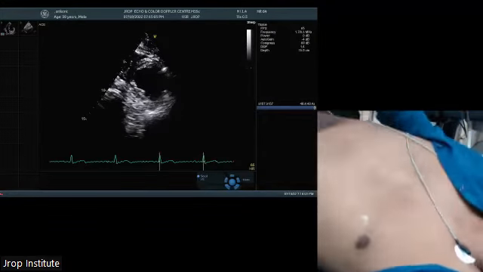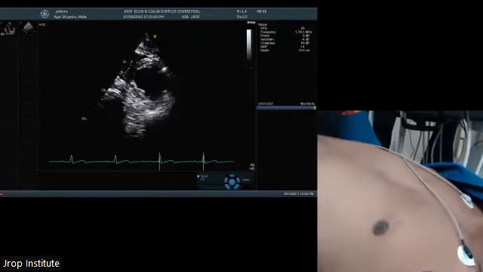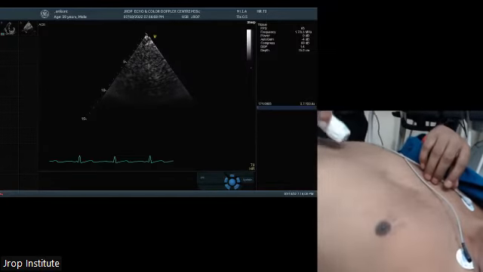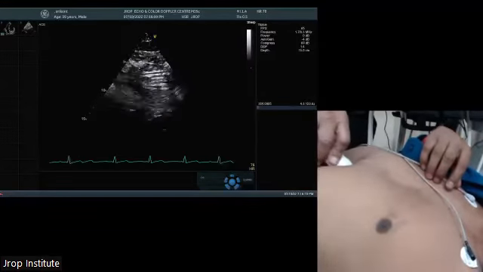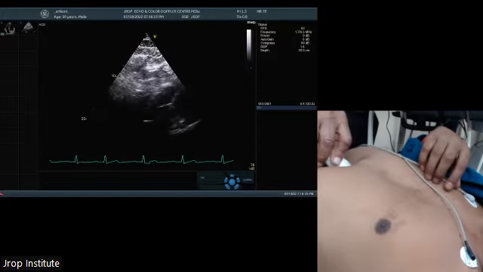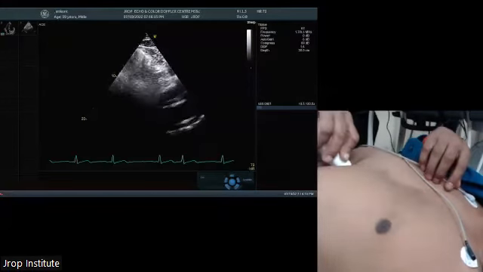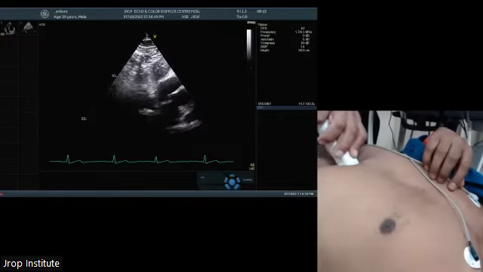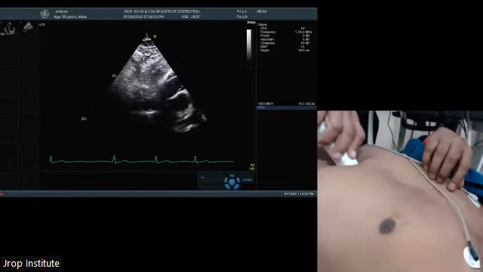See the lid job? Take a long breath. Now you can see the IVC which is getting collapsed.